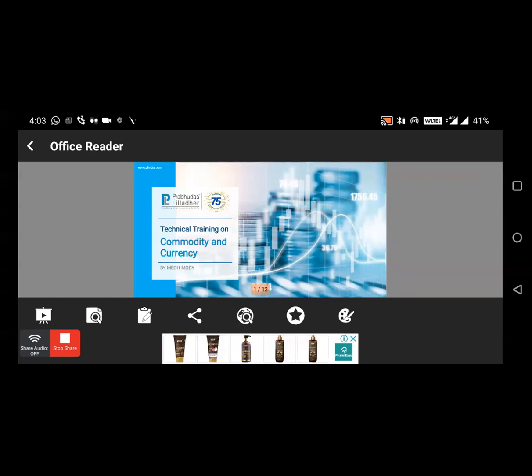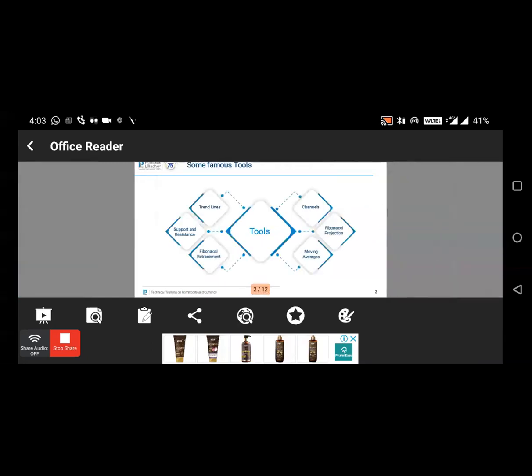Here are some famous tools which we are going to understand. First is trend lines, then we have channels, then support and resistances, then Fibonacci retracement, projections, and moving average. If you sum all this together, this is something which is applied on the price, or I would say on the upper panel of the screen. All these things we will be understanding one by one, and obviously we'll be placing them on the charts which I have already made available for you guys.